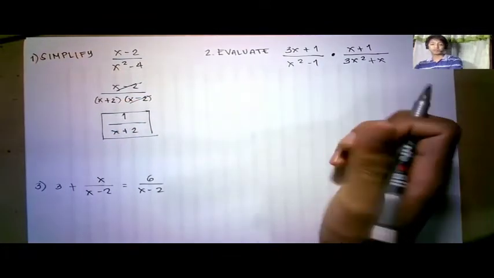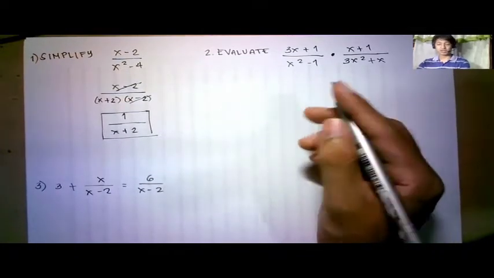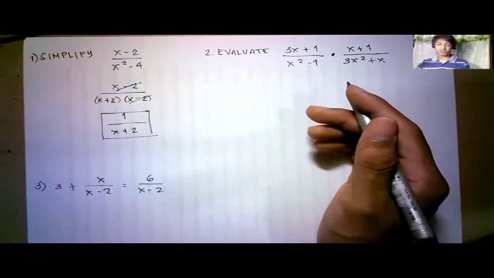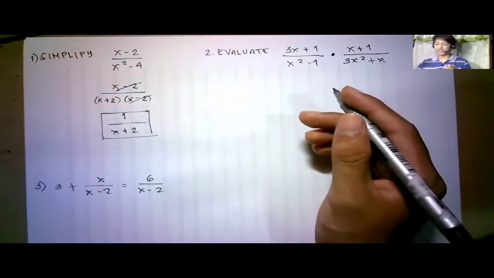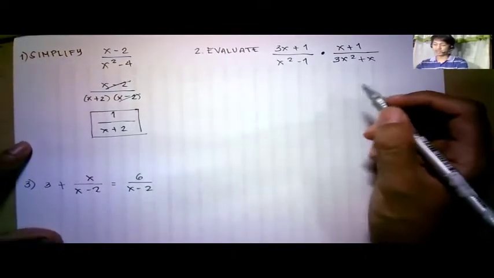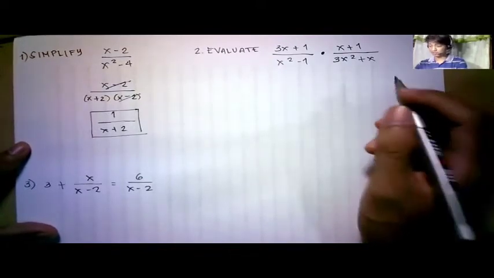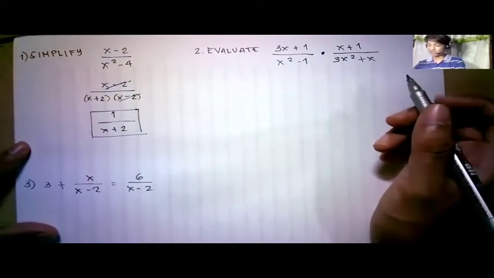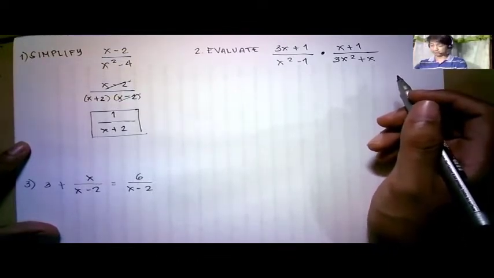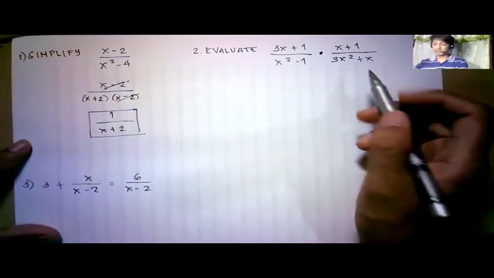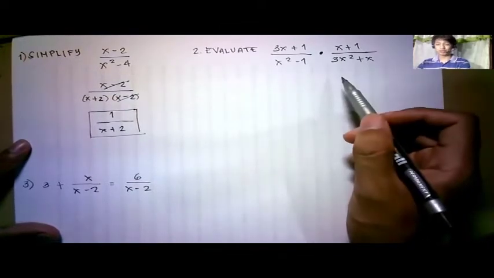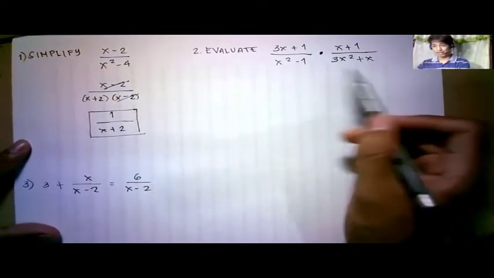Okay, class, remember that when we are simplifying rational expressions, we need to apply the different processes or techniques in factoring. Let's have example number 2, which is: evaluate 3x plus 1 over x squared minus 1 times x plus 1 over 3x squared plus x. Basically, we are going to multiply this one. Before we multiply, we need to simplify each rational expression first.